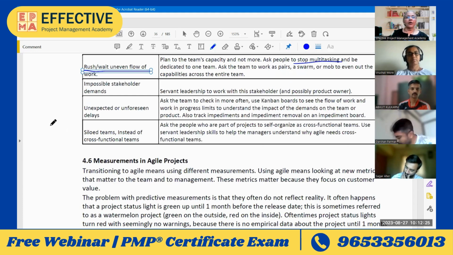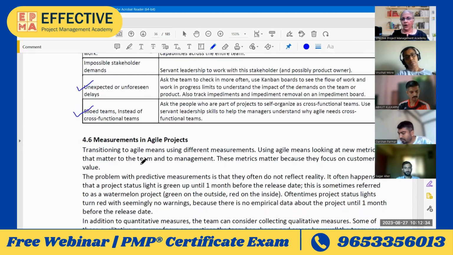Unexpected, okay, this is something that we are going to talk about at the end of this chapter. Kanban, it is related to Kanban boards and siloed teams we have already talked about.